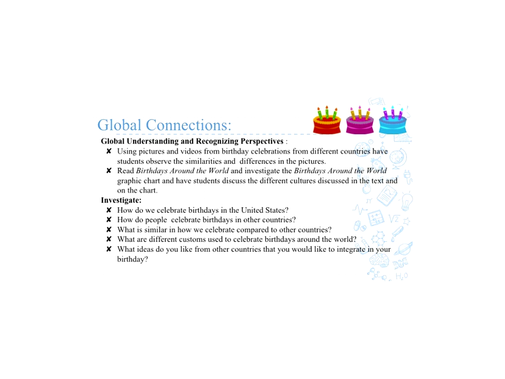For our global connections, a few ways that we would have our students understand and recognize global connections and perspectives would be using pictures and videos from birthday celebrations from different countries, and they would observe similarities and differences in the pictures provided. They would read Birthdays Around the World and investigate the book using a graphic chart, and they would discuss the different cultures discussed in the text on the chart.